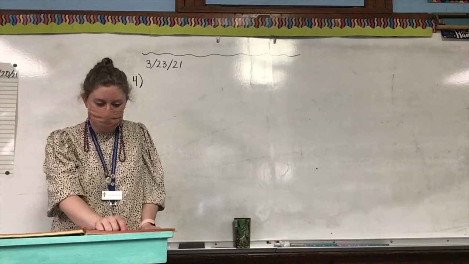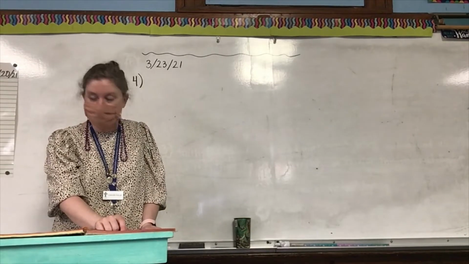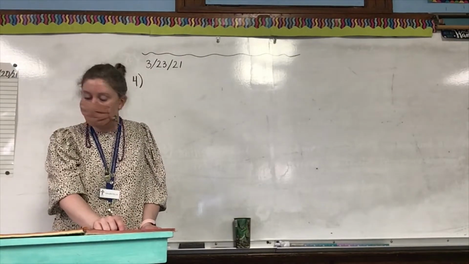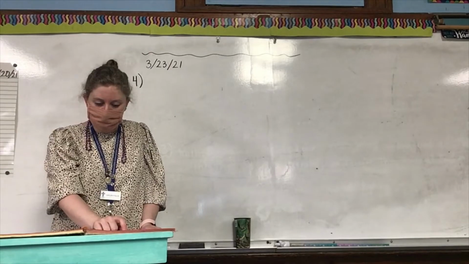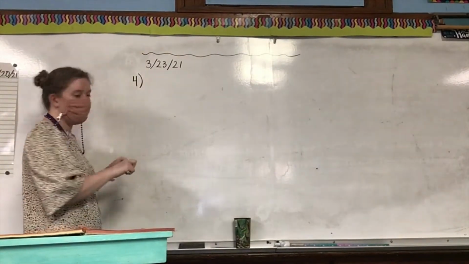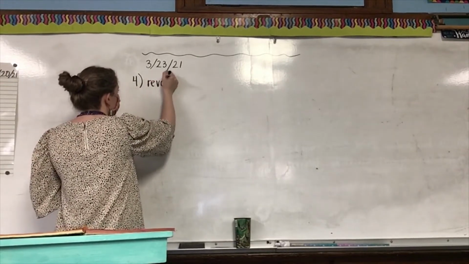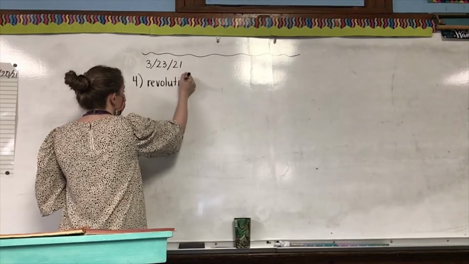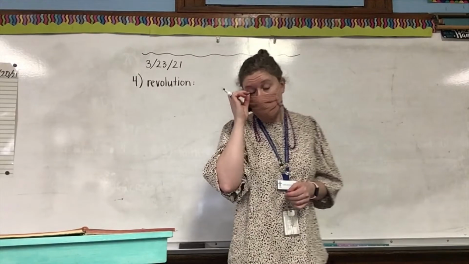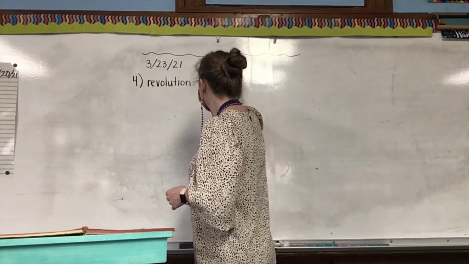What causes seasons? Not only does Earth rotate around its axis, it also revolves around the sun. Revolution is when one object travels around another. So what's our next word, Ethan? Revolution. And what is revolution, Ethan? The revolution is when one object travels around another.